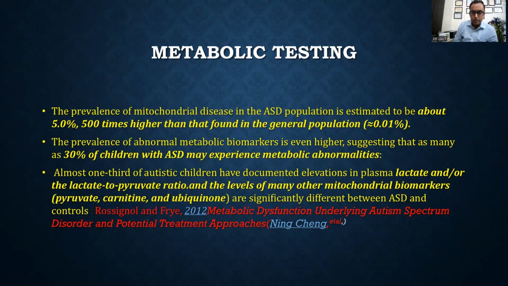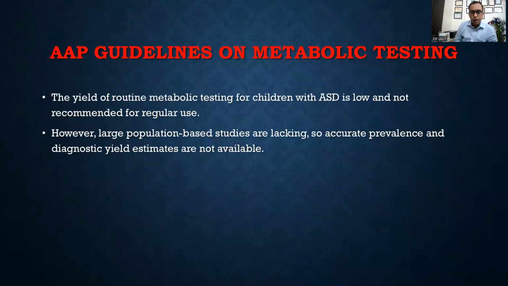So this is the literature, as per the references they have suggested along with the American Academy of Pediatrics guidelines. The AAP guidelines for metabolic testing say the yield of routine metabolic testing for children with ASD is low and not recommended for regular use. However, they also say large population-based studies are lacking, so accurate prevalence and diagnostic yield estimates are not available. So they don't say that it should not be done, neither do they say it should be done routinely.